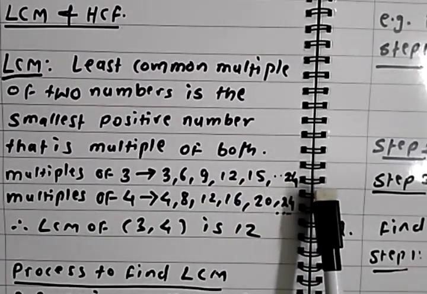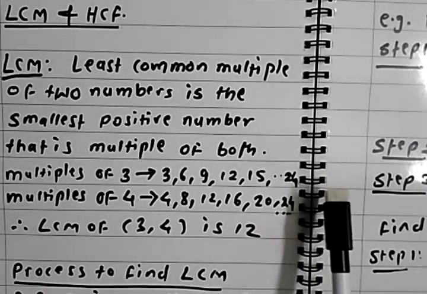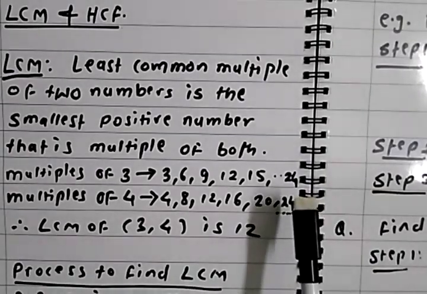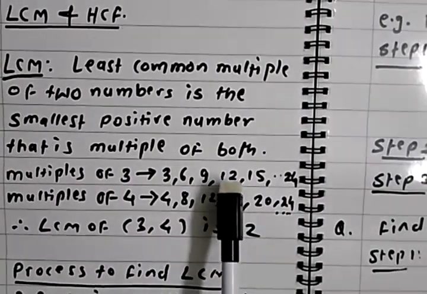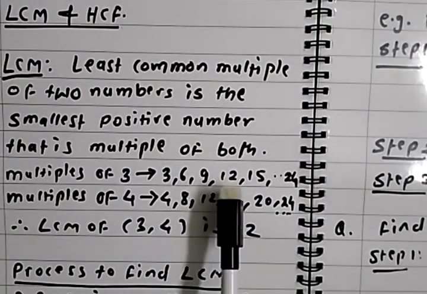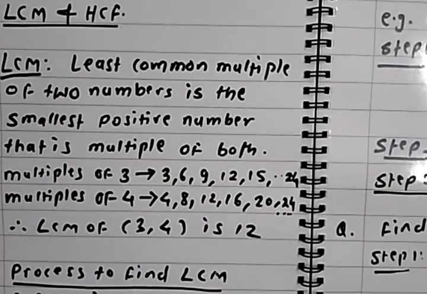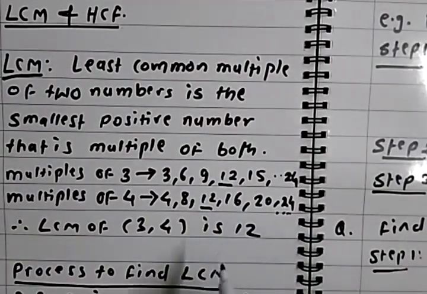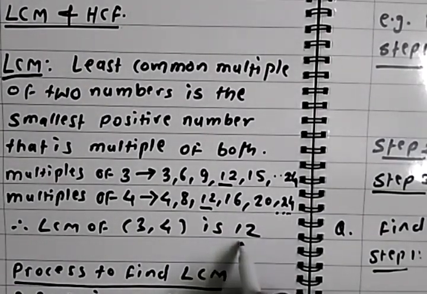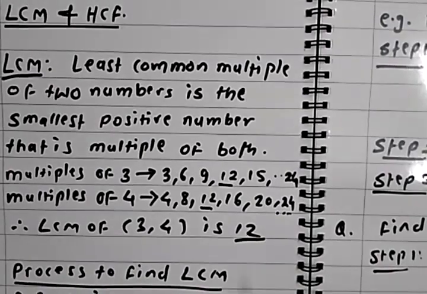And if we go on doing this, we may find many other common multiples here. But among all the common multiples, 12 is least. So this 12 is present here as well as here, and it is the least among all common multiples. That's why 12 is the LCM of 3 and 4.